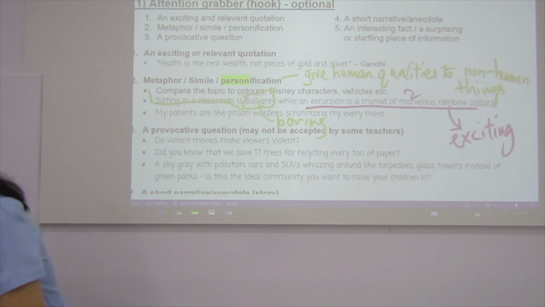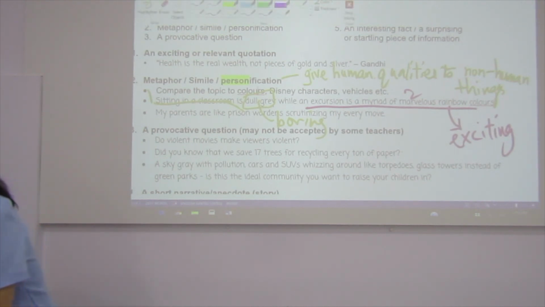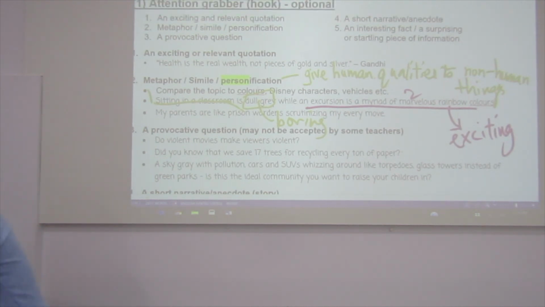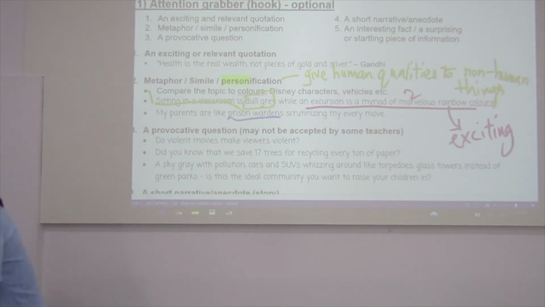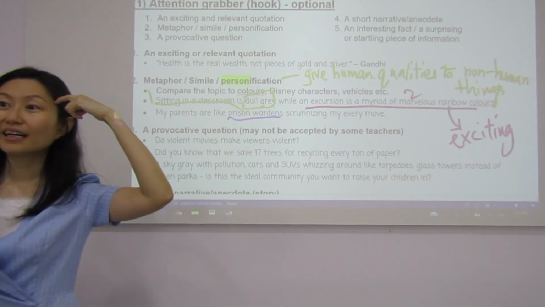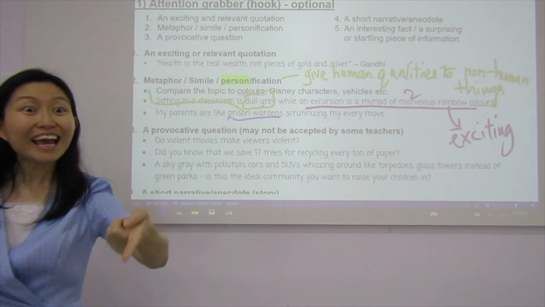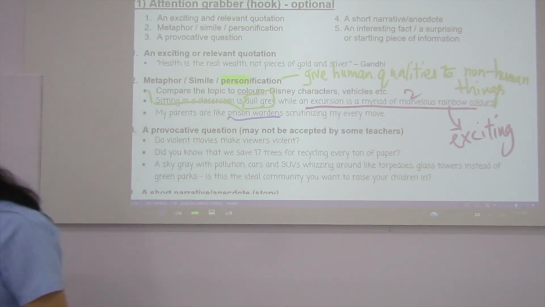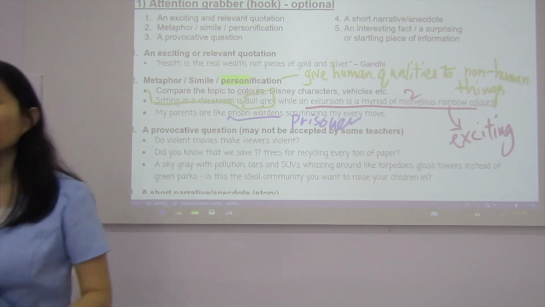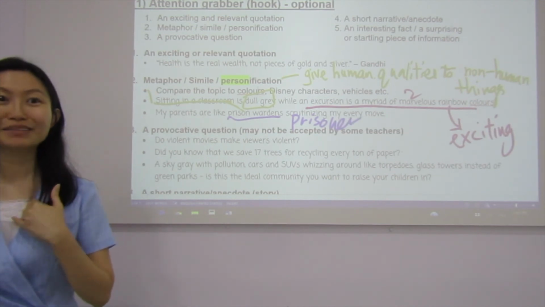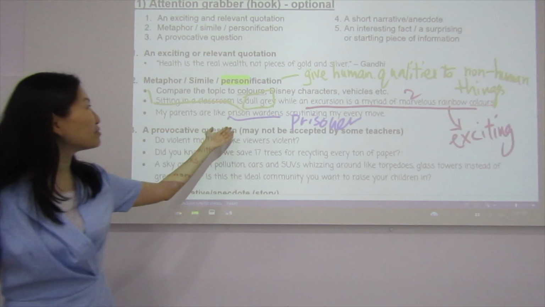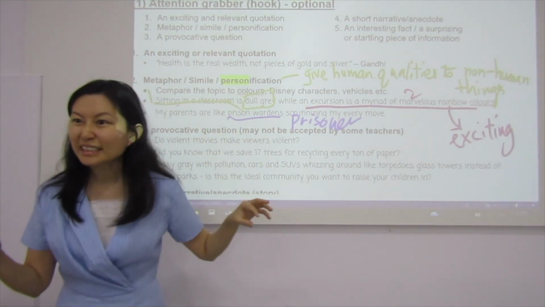Fantastic. Because the child is comparing himself to what? If the parents are prison wardens, then he's a what? Yes, he's a prisoner. Fantastic. So this guy is saying that, hello, I feel like a prisoner, because my dad and mom are like prison wardens. They keep scrutinizing my every move.